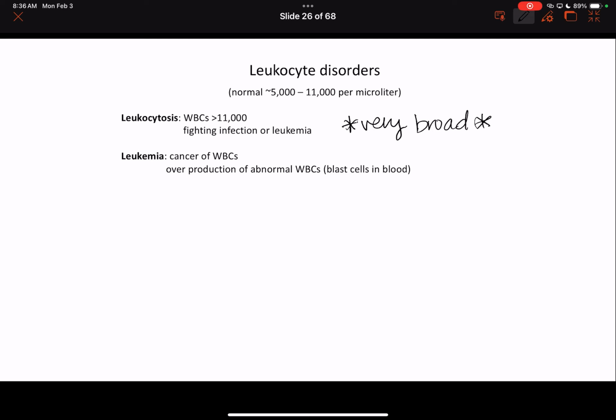Leukemia specifically is the cancer of white blood cells, where you have not only an overproduction of white blood cells, but an overproduction of immature and abnormal white blood cells. So this is when you see those blast cells in the blood.